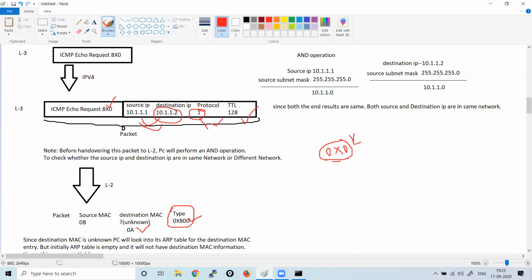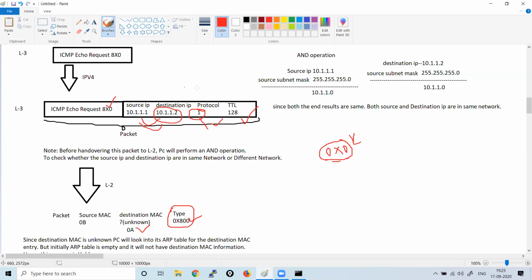Don't say the TTL is decremented. No, TTL will never be decremented in PCs. And also TTL will never be decremented in the same network. This is a main important point to be remembered, because there is no routing required.